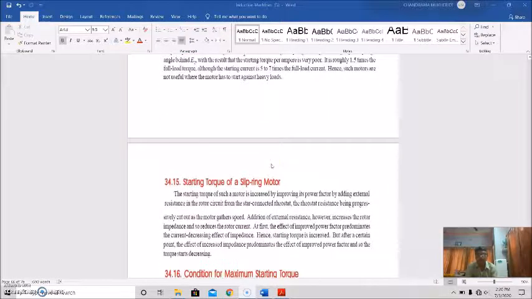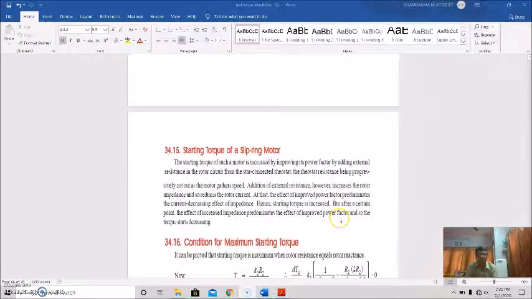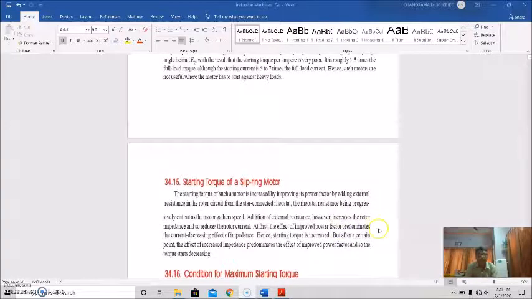And the starting torque for a slip ring motor is increased by improving its power factor by adding external resistance in the rotor circuit from a star connected rheostat. The rheostat resistance is progressively cut out as the motor gathers speed. The addition of external resistance, however, increases the rotor impedance and so reduces the rotor current.